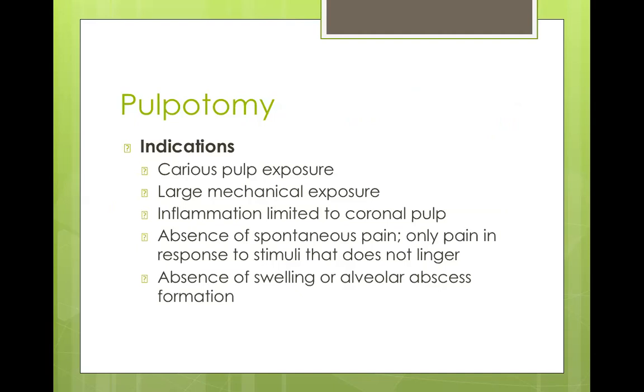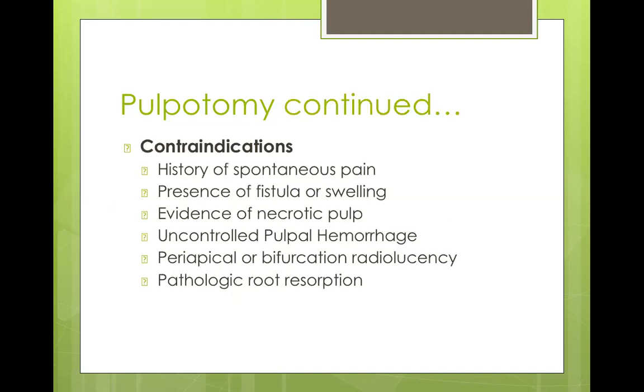Pulpotomies are used when there's a carious pulp exposure, or there's a large mechanical exposure, meaning it's bigger than a pinpoint exposure, then you want to go ahead and do a pulpotomy. You know there's inflammation limited to the coronal pulp, there's absence of spontaneous pain, only pain in response to a stimulus that does not linger. So you can have reversible pulpitis. Once there's irreversible pulpitis, pulpotomy is not a good idea. Make sure there's no swelling, there's no abscess. If there's history of spontaneous pain, it's a no-go.